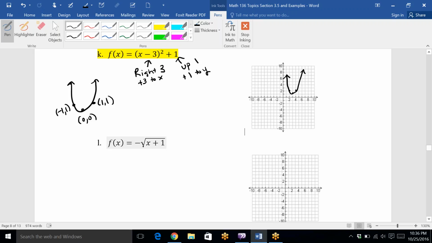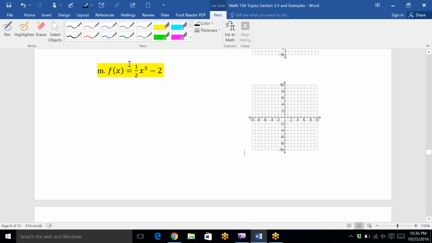We did L in class, I believe, so let's do M. M has two things going on. We have a vertical shift, and we also have, since this is outside and not being cubed, because the cube is only applying to the x, a compression in the y direction, because anything that's outside of the function affects y. So think about x cubed again. That's this shape.